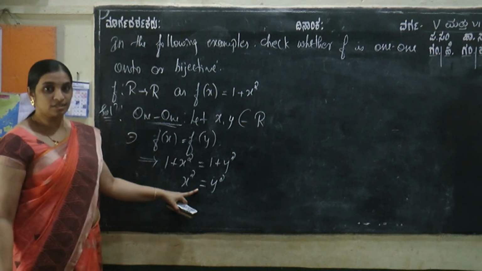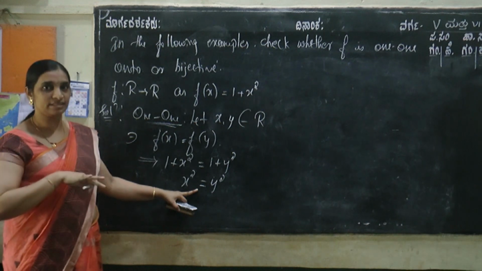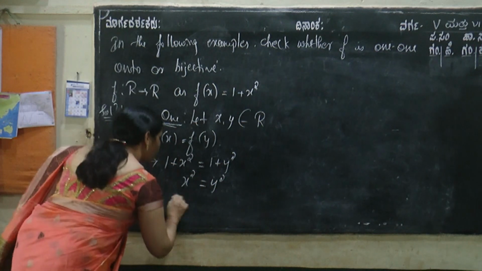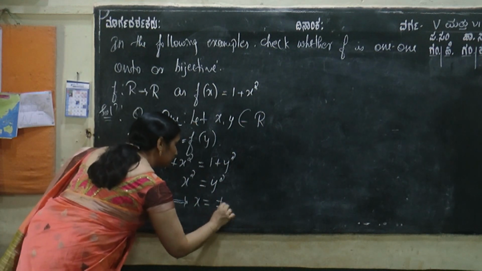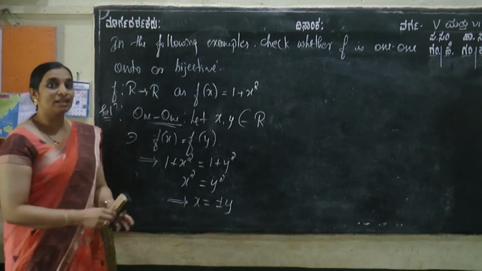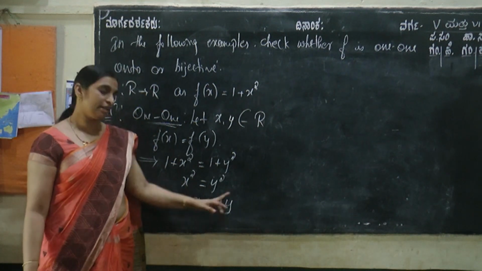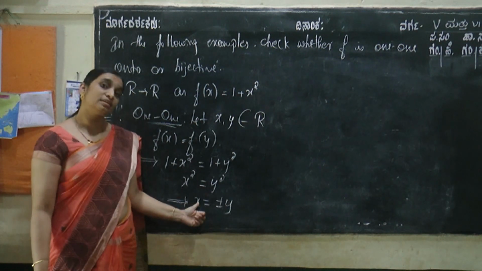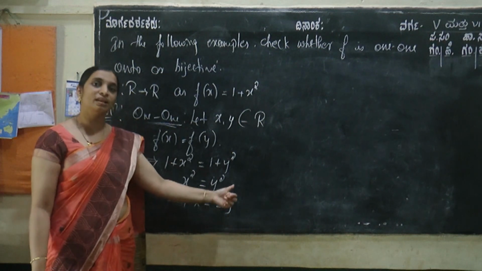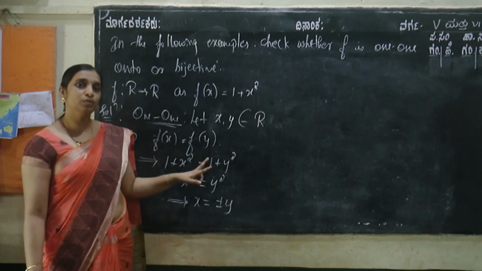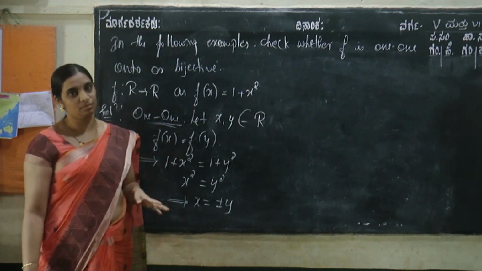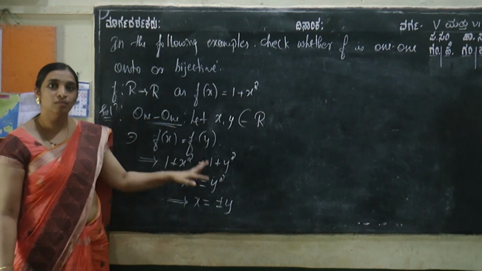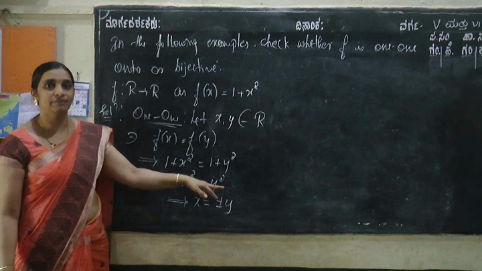But when we simplify this further, as we have already solved in an example, or in other words we may say taking square roots on both sides, we will be getting x is equal to plus or minus y. That means x may be equal to plus y or x may be equal to minus y. X is equal to y is not a problem, but when x is equal to minus y as well as y, it implies two different elements are having the same image. Therefore, the function is not one-one because different elements are having the same image.